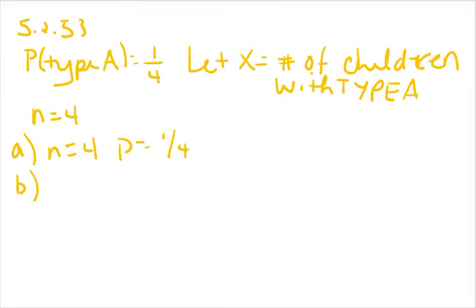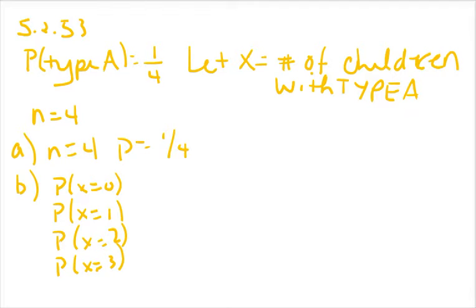So what you need to do is find the probability that X equals 0, because these are all the values. She could have no children with an A, she could have 1, they could have 2, they could have 3, or all 4 of them could have type A.